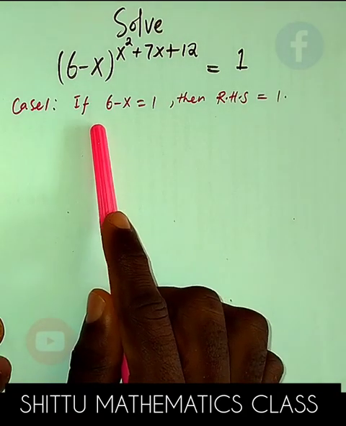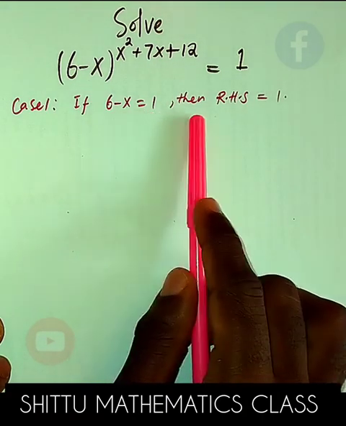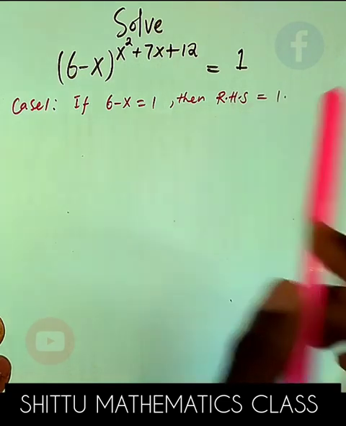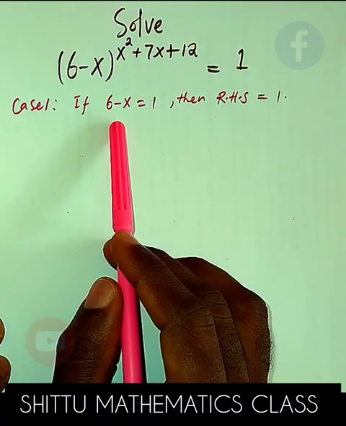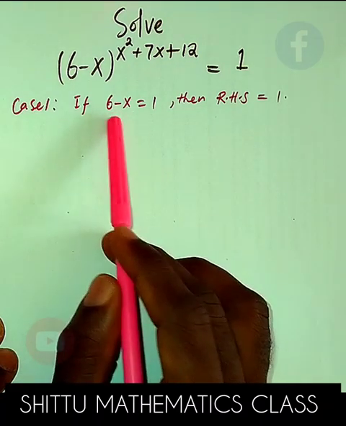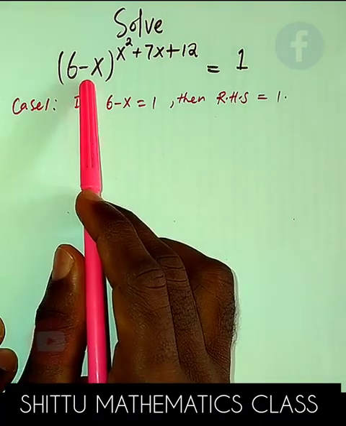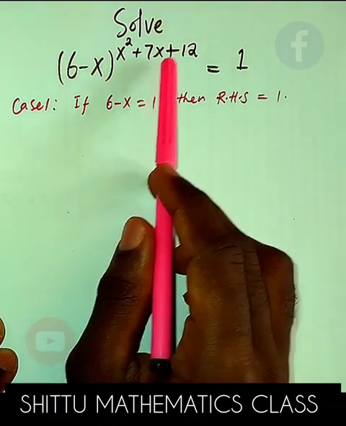In case 1, if 6 minus x equals 1, then the RHS equals 1. Are you getting it now? Let's say we have this base here, the base, we have 6 minus x here. So if we replace this 6 minus x by 1, we are going to be having 1 to power x squared plus 7x plus 12.